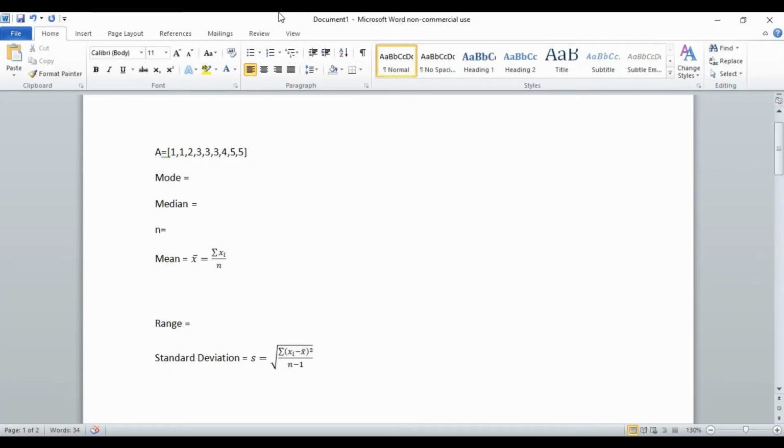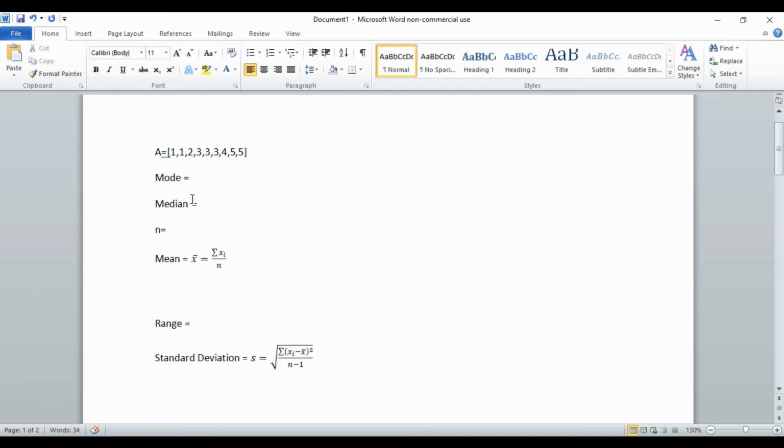Okay, so I want to take a look at two separate data sets. I'm going to work these out by hand, and then we're going to go to Excel, and then we're going to go to Desmos, and just show you, there's pros and cons to every one. The pros of working it by hand is you get to really understand where the numbers come from.